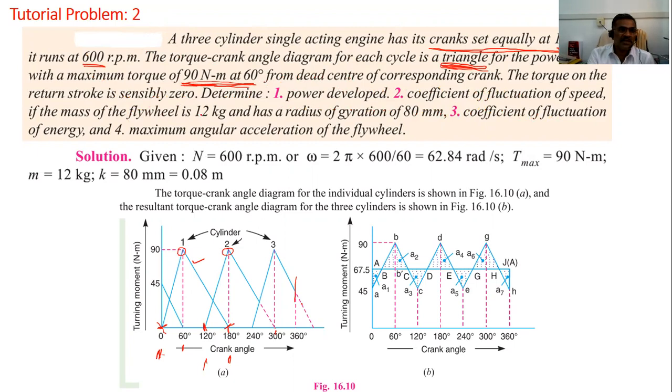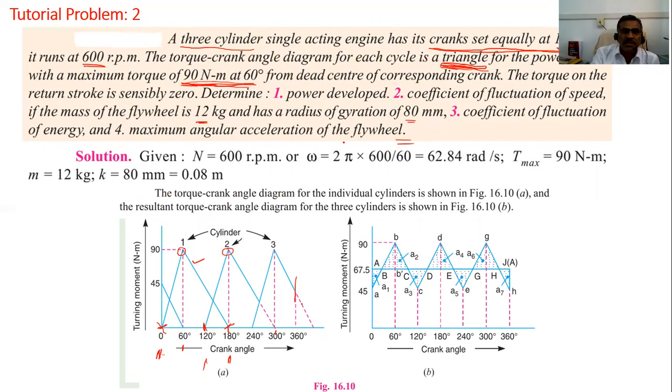If the mass of the flywheel is 12 kg and the radius of gyration is 80 millimeter, find the coefficient of fluctuation of energy and the maximum angular acceleration of the flywheel. These are all the data we need to calculate. In this problem, first, there are three cylinders. First, we will draw the turning moment diagram for one cylinder.